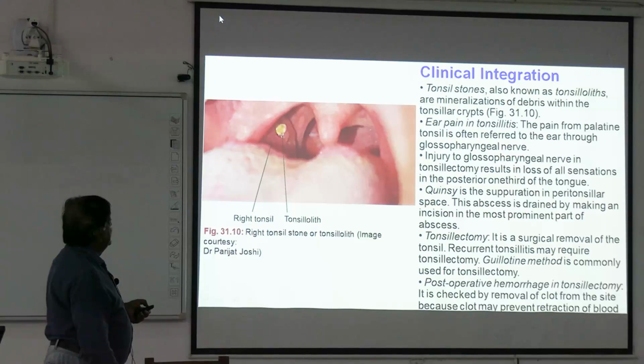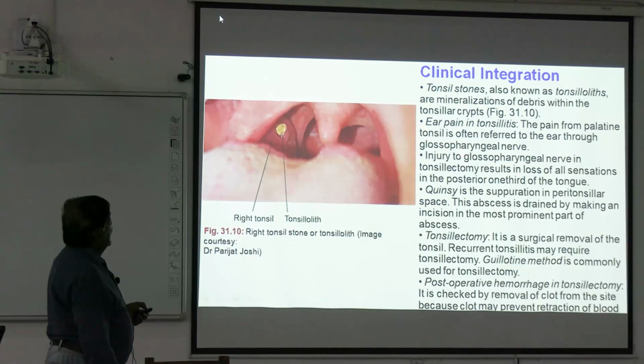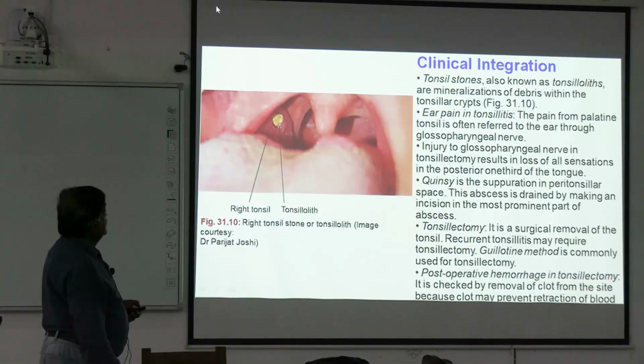Now, the ear pain in tonsillitis: the pain from the palatine tonsil is often referred to the ear through the glossopharyngeal nerve. Injury to the glossopharyngeal nerve in tonsillectomy results in loss of all sensation in the posterior third of the tongue. Quinsy is the suppuration in the peritonsillar space. This abscess is drained by making an incision at the most prominent part of the abscess.